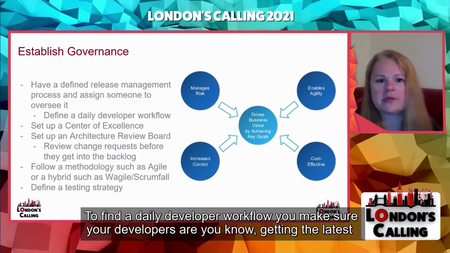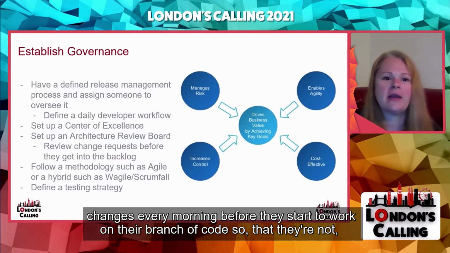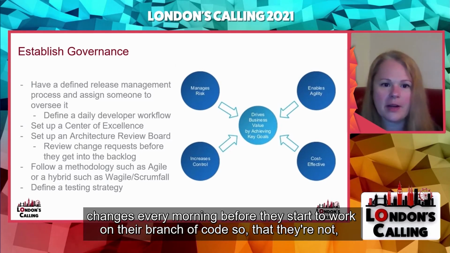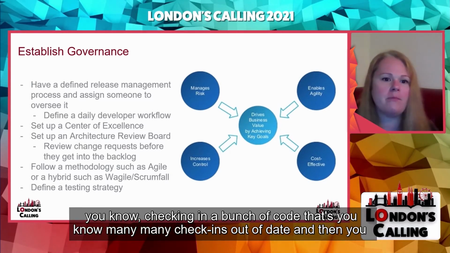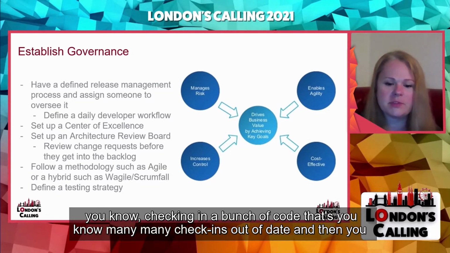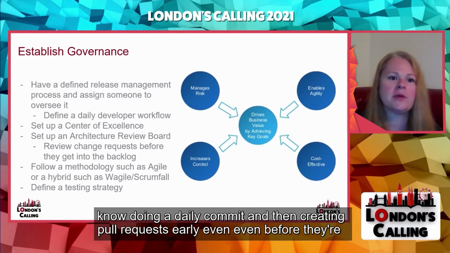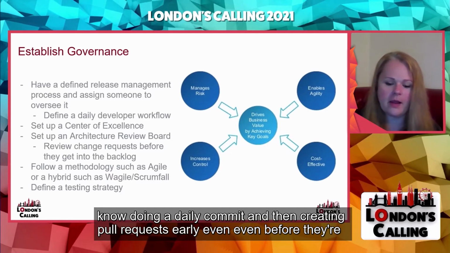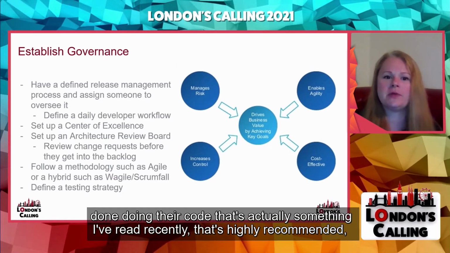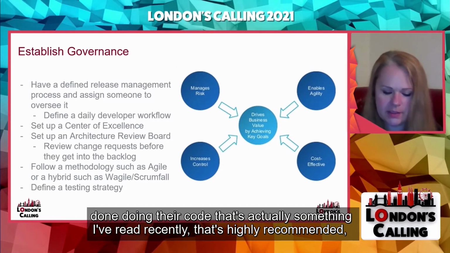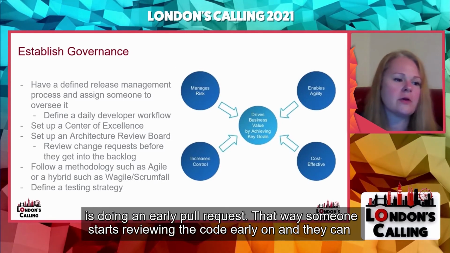You make sure your developers are getting the latest changes every morning before they start to work on their branch of code, so that they're not checking in a bunch of code that's many check-ins out of date, and then doing a daily commit, and then creating pull requests early, even before they're done doing their code. That's actually something I've read recently that's highly recommended, is doing an early pull request.